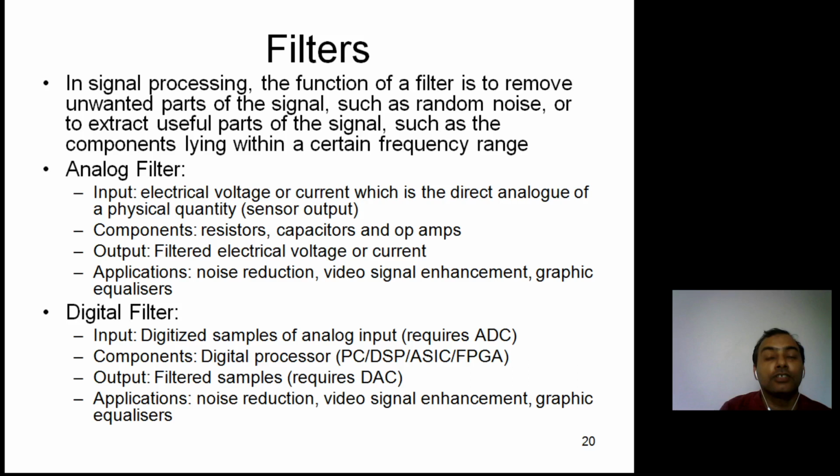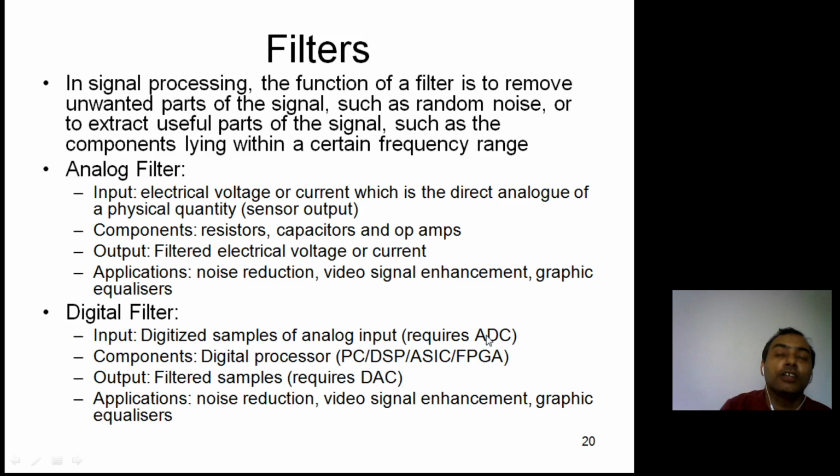What are these? In this, the input is a digitized sample of the analog input, which requires an ADC. In the last slides we have seen that ADC, DAC and processors are there. The components of the digital processor are PC, meaning personal computer, DSP, ASIC and FPGA. Now the output is a filtered sample, which requires a DAC. Applications: noise reduction, video signal enhancement, graphic equalizers. You have studied those things, so I am going to do it faster.